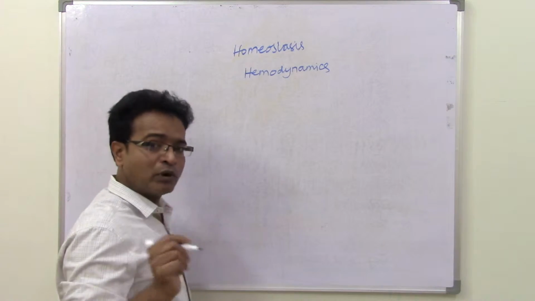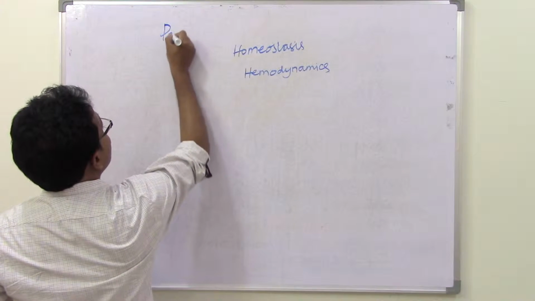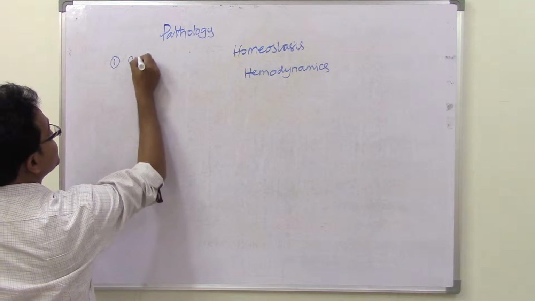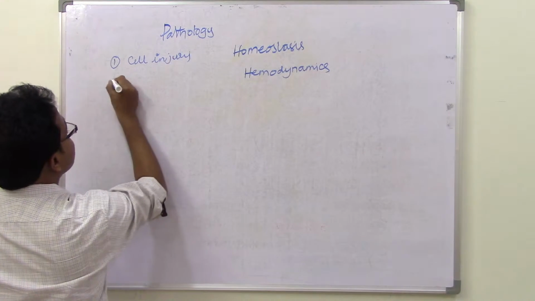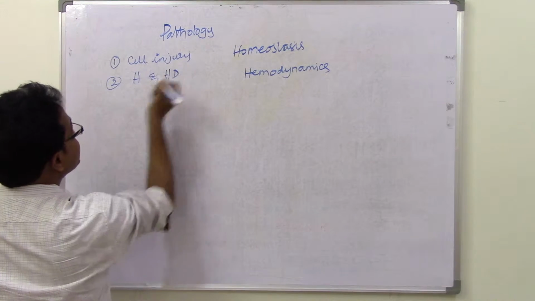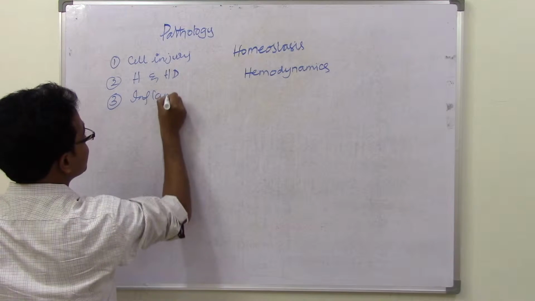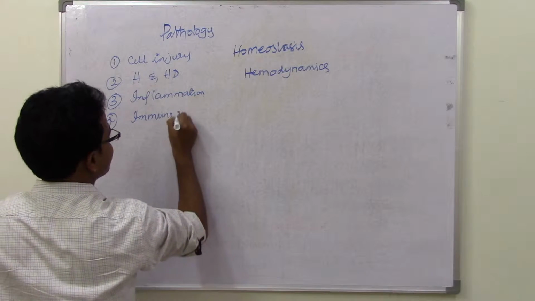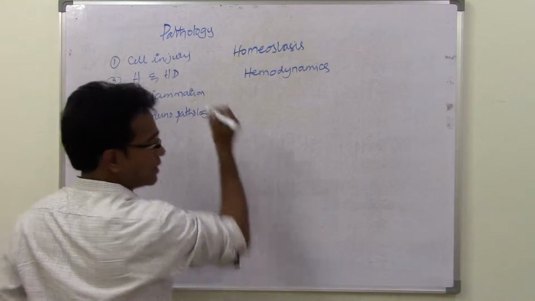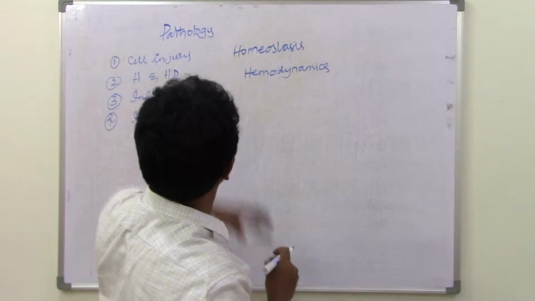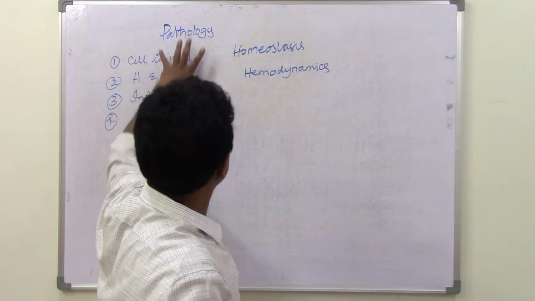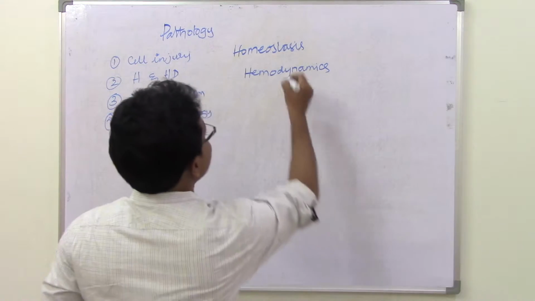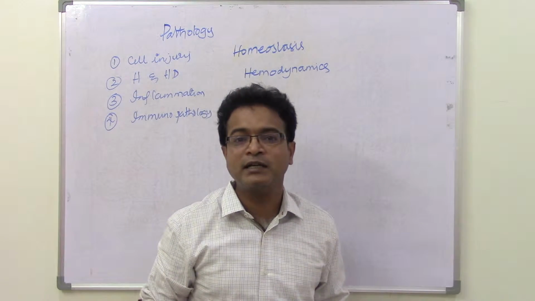So there are basically four important topics in pathology, right? If you can master these areas in pathology, say for example cell injury, and second one, homeostasis and hemodynamics, third one is inflammation, and finally immunopathology. If we spend considerable time learning these four basic principles of pathology, we master clinical nutrition completely. So homeostasis and hemodynamics is one of the most important topics.